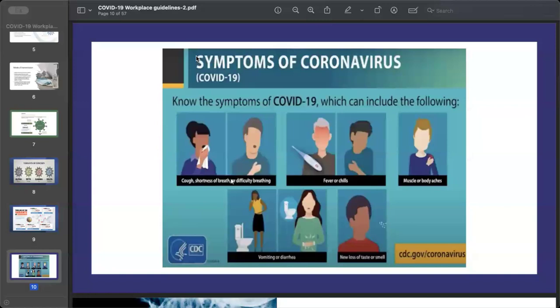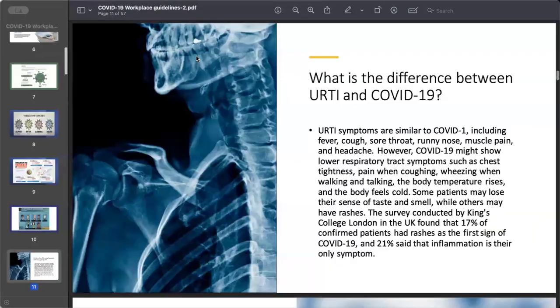Symptoms of coronavirus include cough, shortness of breath, difficulty breathing, fever, chills, muscle and body aches, vomiting, diarrhea, loss of taste or smell.